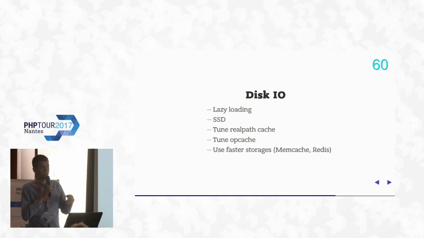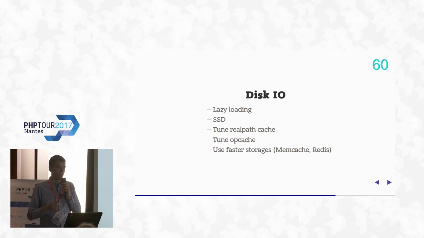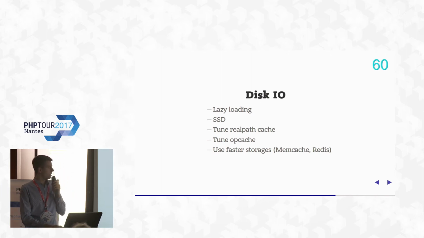So to know it, it makes really a lot of stat calls, and if you want to get rid of these many calls, you can turn on the realpath cache and tune it. So your PHP application will determine the location of a directory only once and use it multiple times. Also, opcache is a good thing. You can tune it, of course, to have a very small percentage of misses, and it will help your application work faster. And use faster storages if this is not enough, like memcache, Redis.